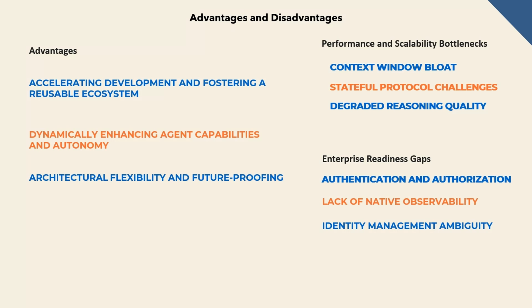Degraded reasoning quality. What this means is, when an AI has too many tools available, its decision making quality can actually drop. Research shows that beyond about 10 to 15 tools, the model starts making worse choices about which tool to use. It's like decision fatigue for AI. So if you connect 50 MCP servers, your agent might pick the wrong tool or hallucinate capabilities.